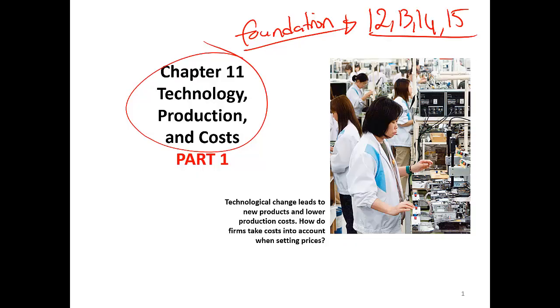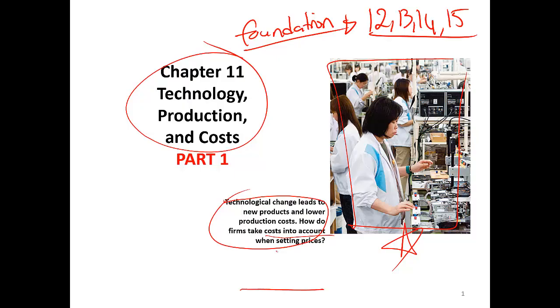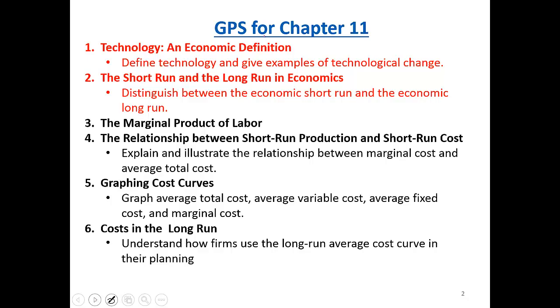So I want you to take a look at this little photograph of workers working in a factory. Technological change, the caption says, leads to new products and lower production costs. How do firms take costs into account when setting prices? So this chapter will be all about costs in the short term, and in the long run we'll learn about technology. Let's get started. Here's the little GPS for chapter 11.